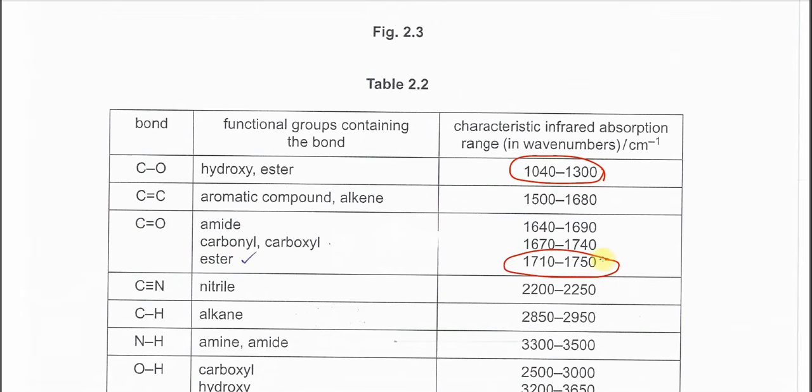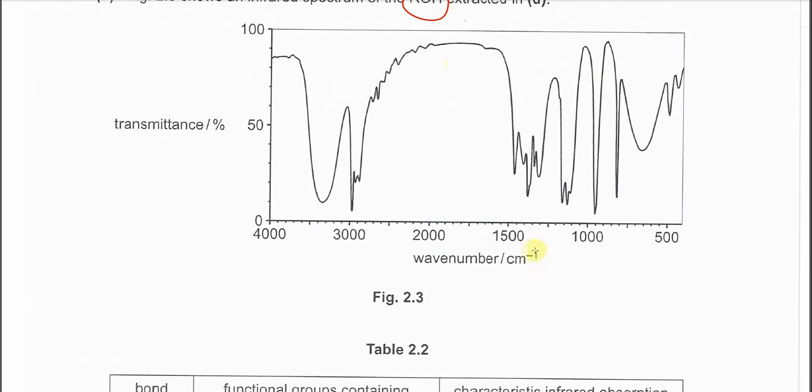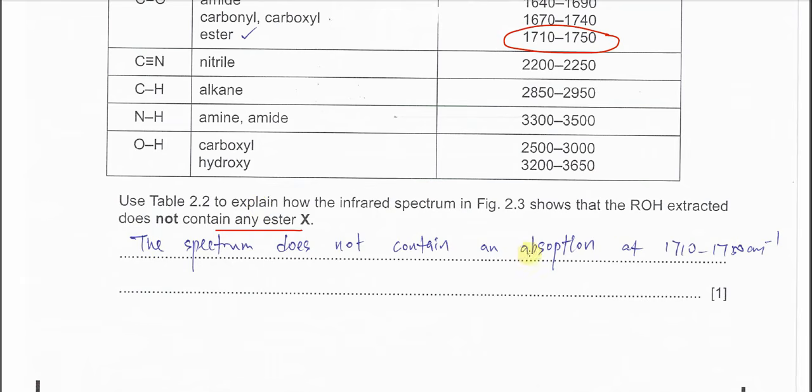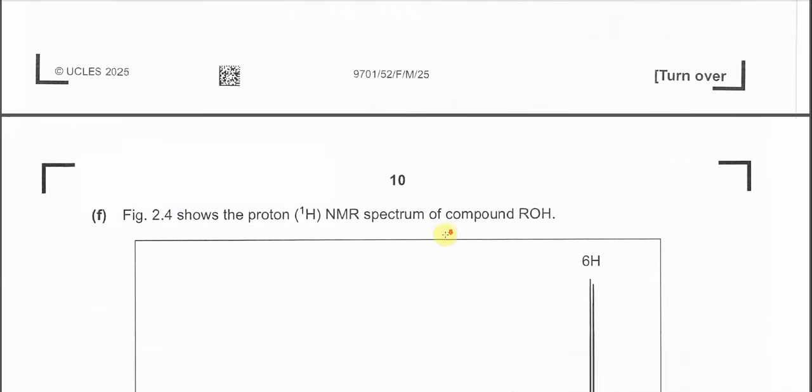If there is ester, then you see absorption within the range 1710 to 1750. Around 1700, this one has no absorption at all. So it means in this sample there is no ester, because no absorption here is the answer: the spectrum does not contain absorption at 1710 to 1750 wavenumber.